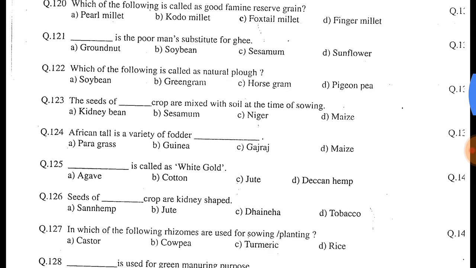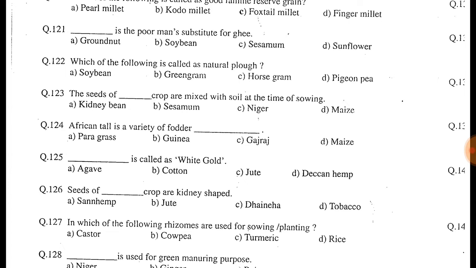121. Poor man's substitute of ghee. Sesame is the poor man's substitute of ghee. Which of the following is called natural plough? Pigeon pea. Question 123. The seeds of sesame crop are mixed with soil at the time of sowing. 124. African tall is a variety of fodder maize. 125. Cotton is called white gold.